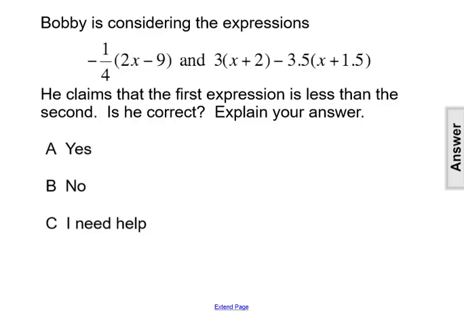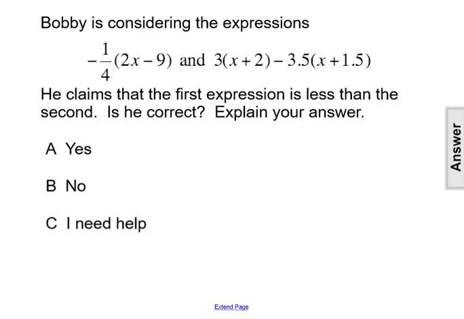Bobby is considering the expressions negative 1/4 times the quantity of 2x minus 9 and 3 times the quantity of x plus 2 minus 3.5 times the quantity of x plus 1.5. He claims that the first expression is less than the second. Is he correct? And explain your answer.